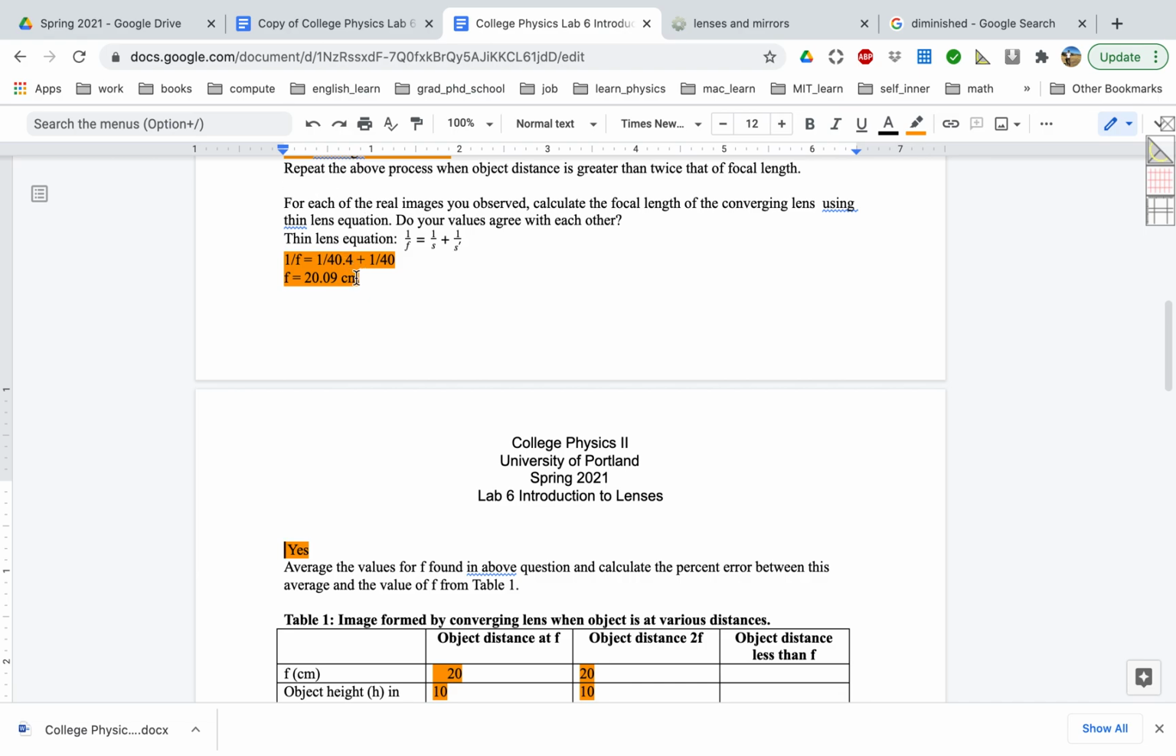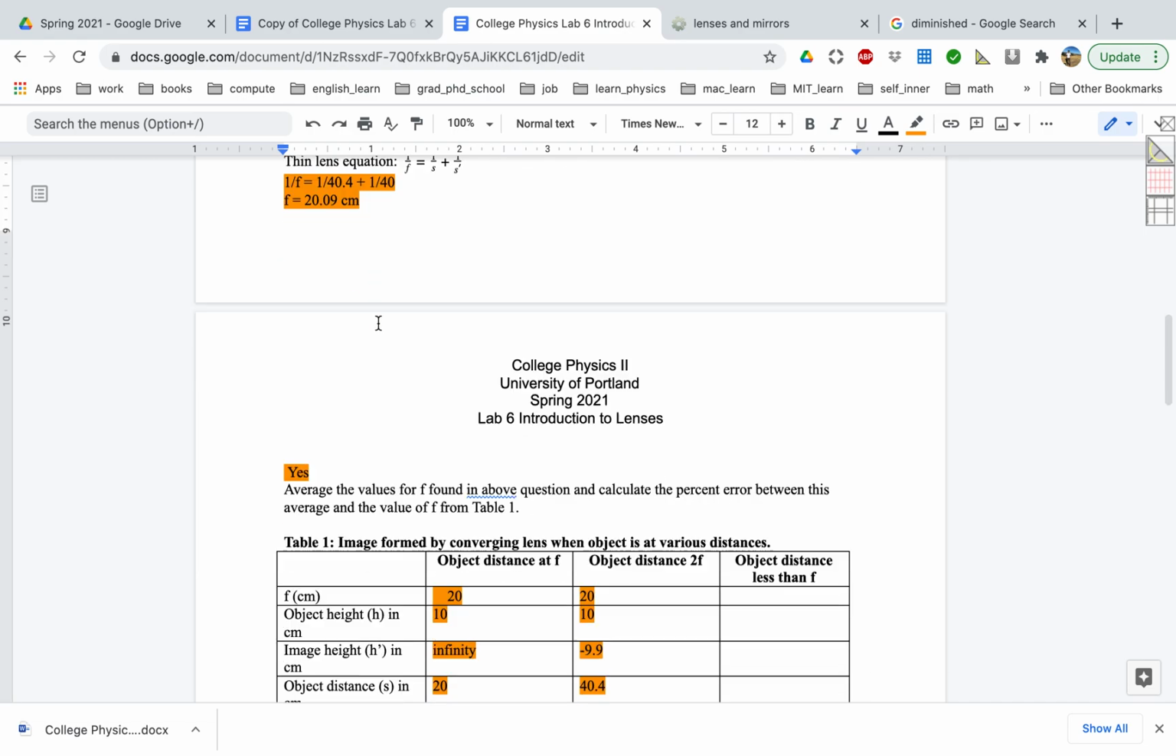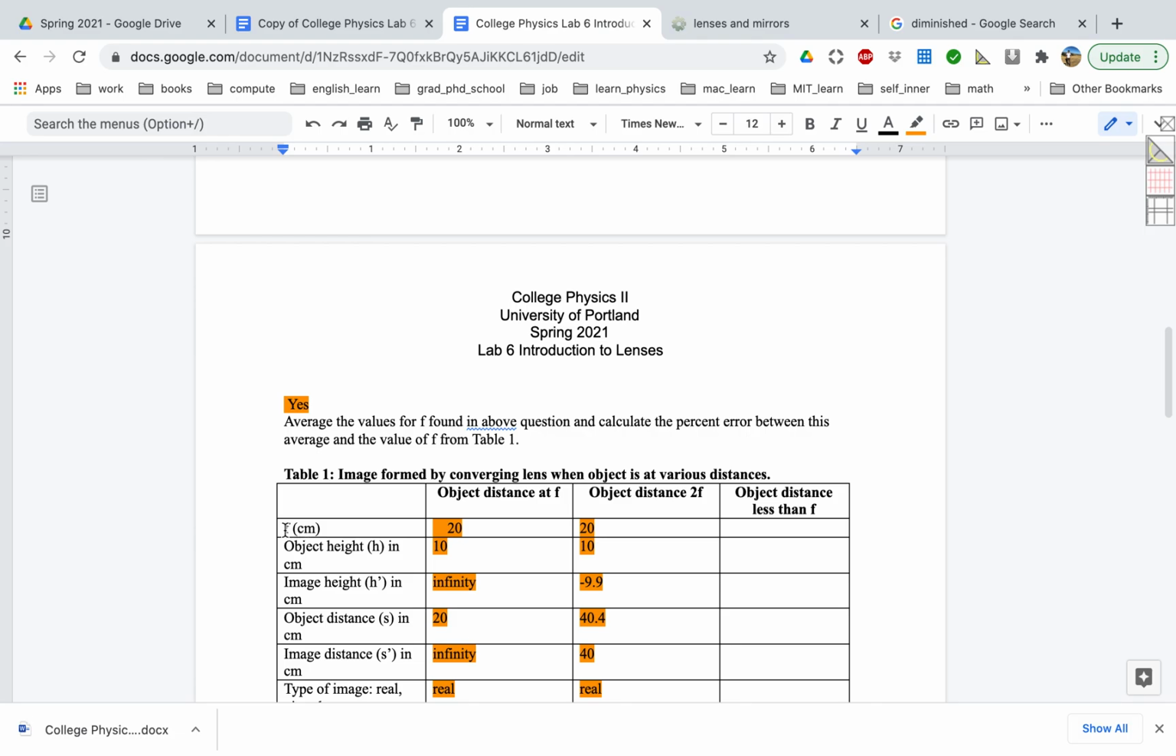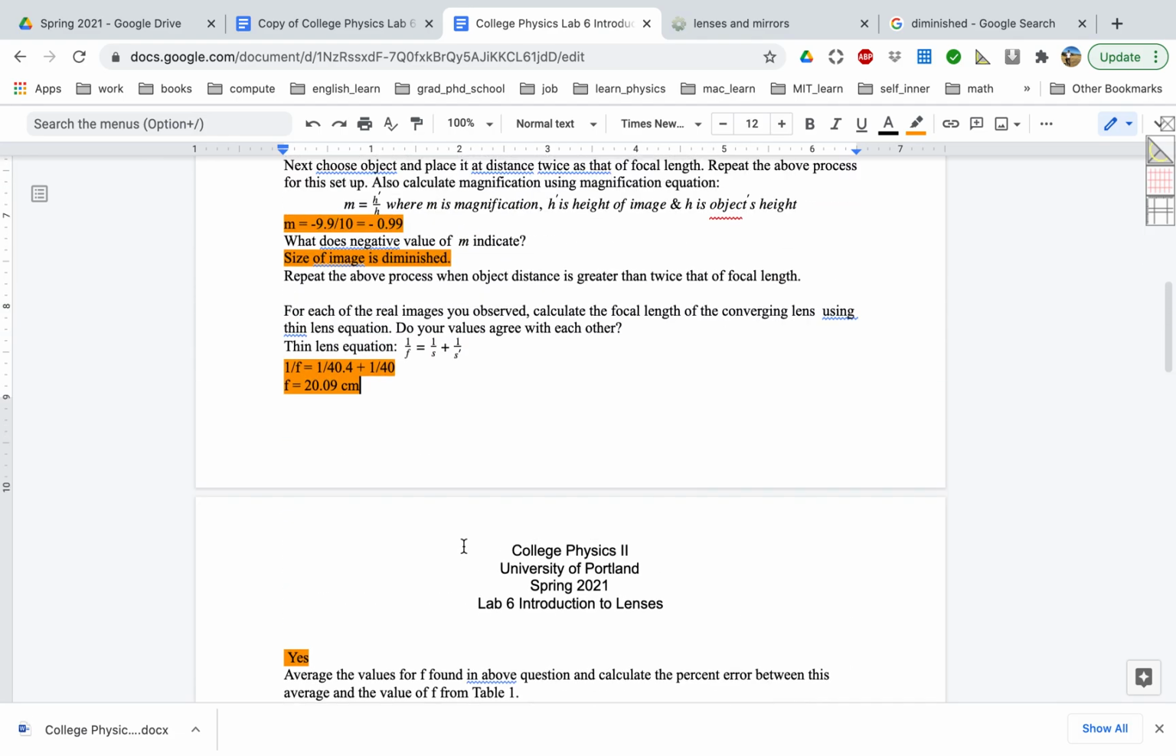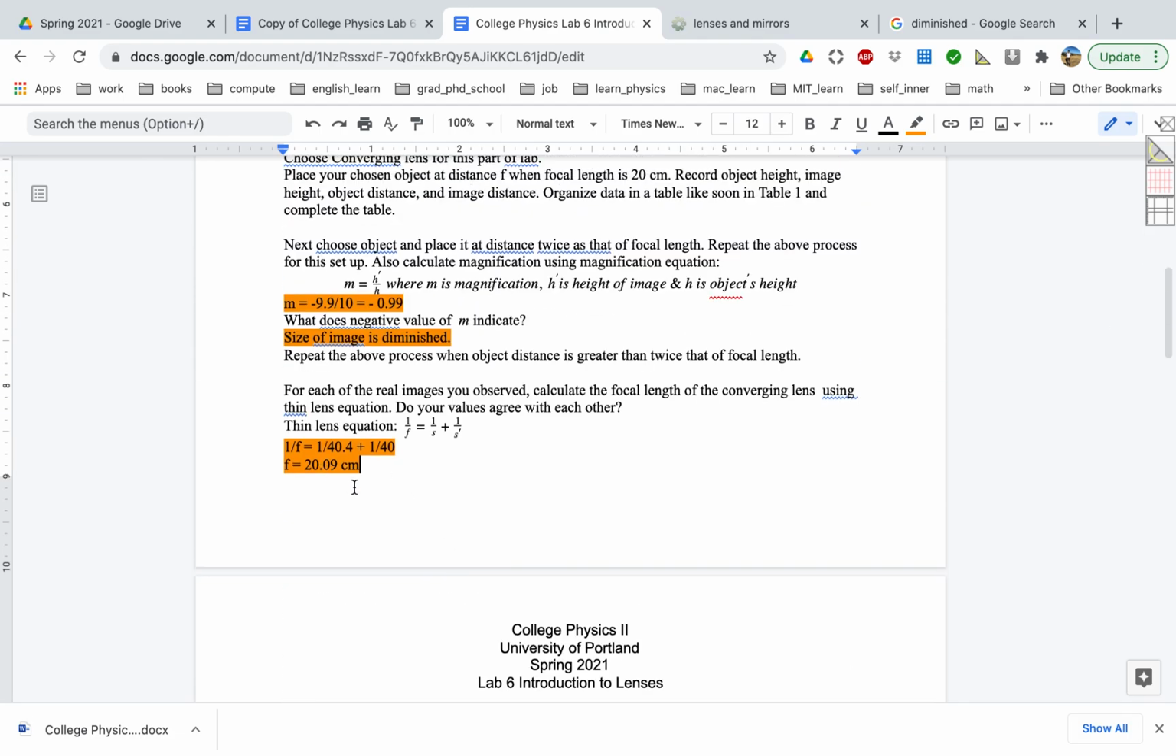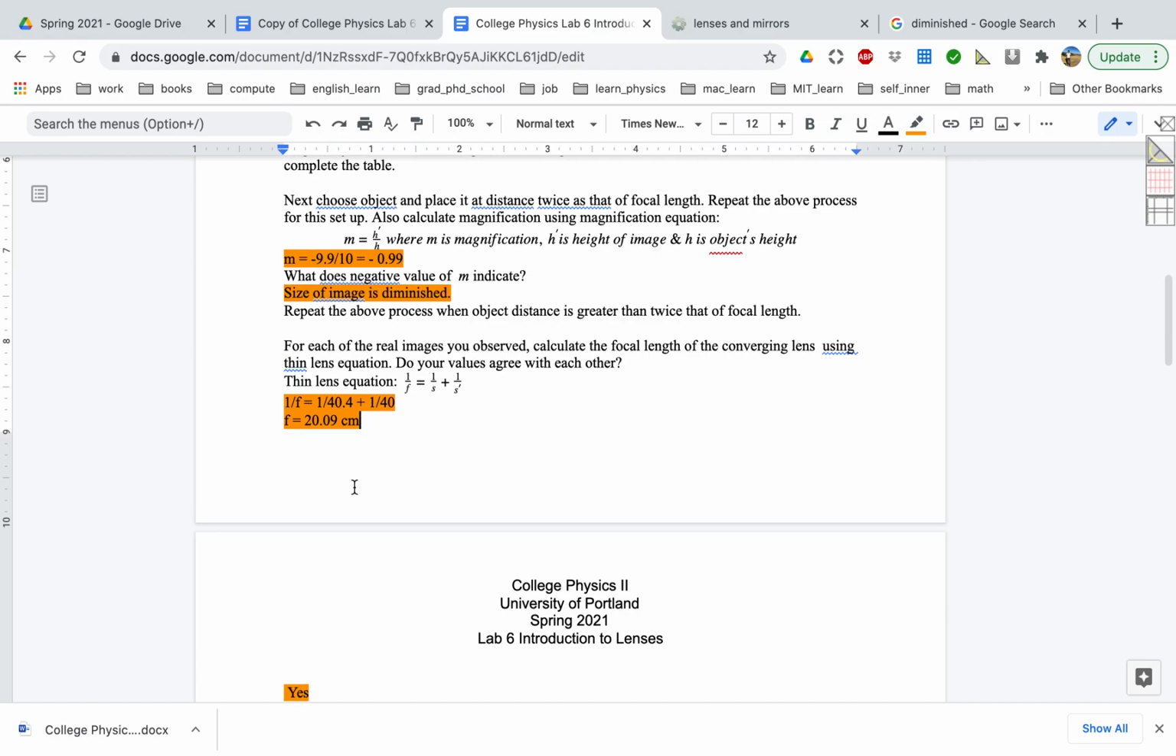Yes, okay. From the data table we see the focal length f is 20, so that's a little bit, 20.09 centimeters. Right? So it's a close value, and they can find the percentage error if they want.